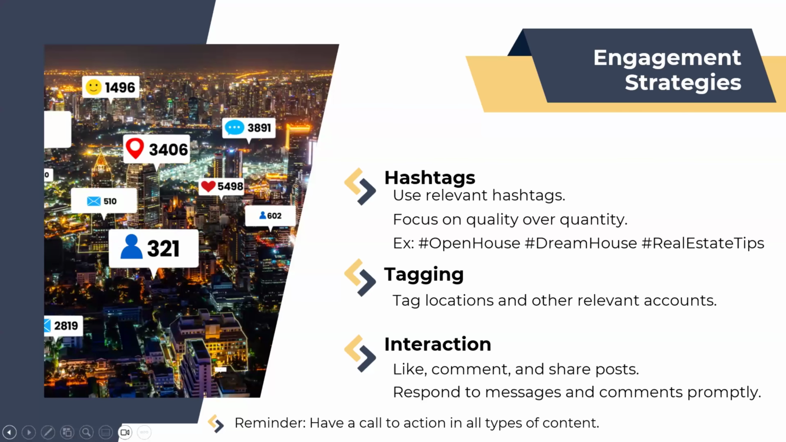All right, there are engagement strategies on Instagram that are different from Facebook as well. Hashtags. Hashtags are huge for engagement and visibility. Use relevant hashtags. Focus on the quality over the quantity. You'll see a lot of people with a full paragraph of hashtags, but if you're not putting a hashtag that trends, they're never gonna see it. So open house, dream house, real estate tips. The more specific and long your hashtag gets, the less visible it's gonna be.